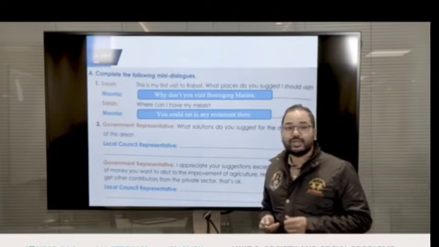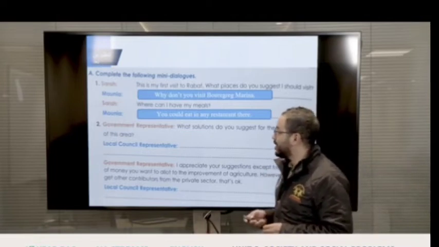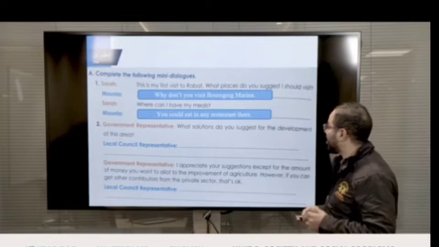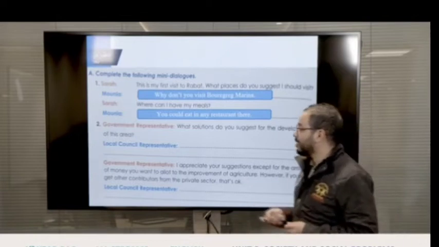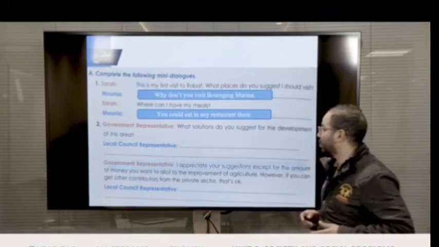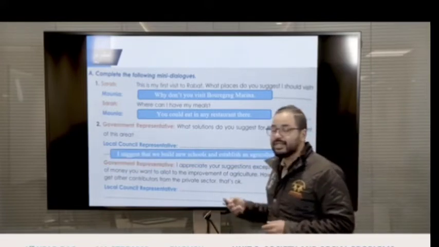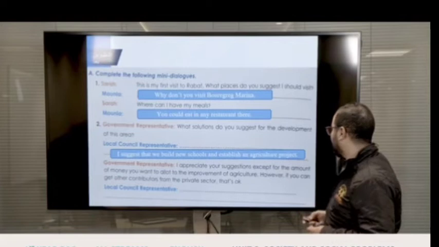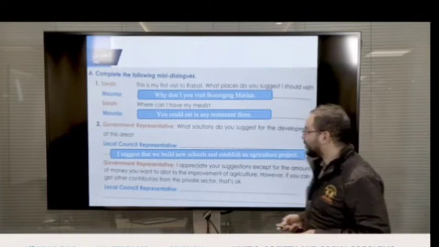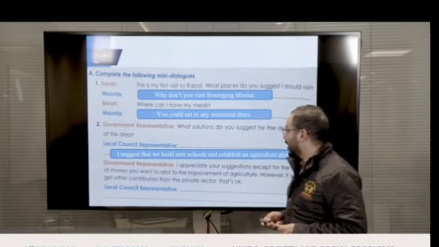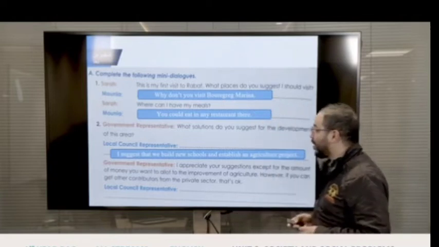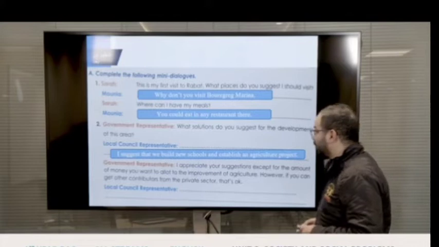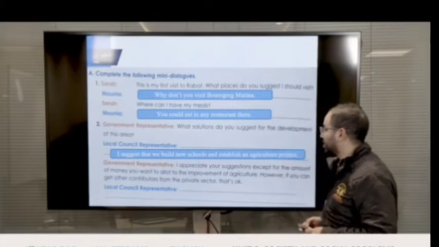The second situation or mini dialogue is between a government representative and the local council representative. The government representative: what solutions do you suggest for the development of this area? To make a suggestion, we can also use, this is an example, I suggest that plus verb. So I suggest that we build new schools and establish an agriculture project. The government representative: I appreciate your suggestions except for the amount of money you want to allot for the improvement of agriculture. However, if you can get other contributors from the private sector, that's okay.